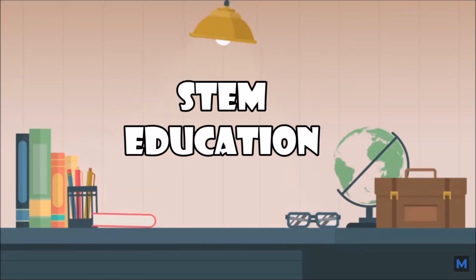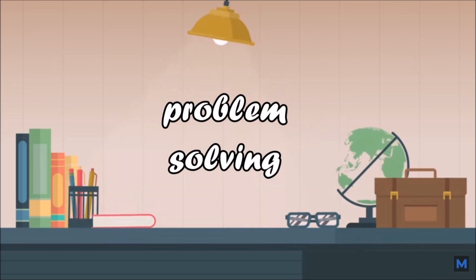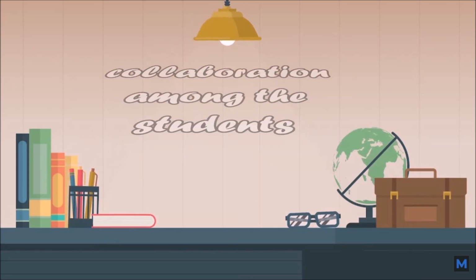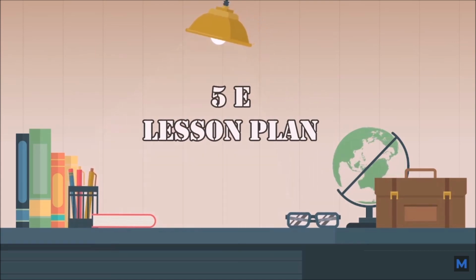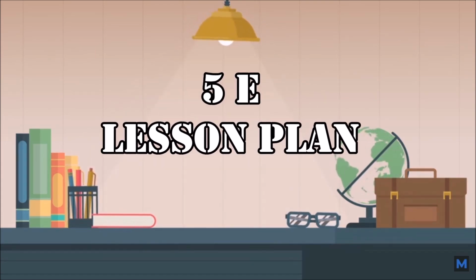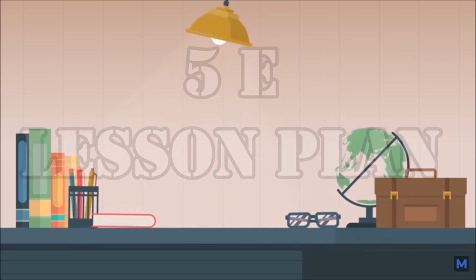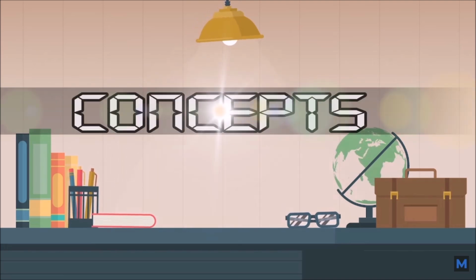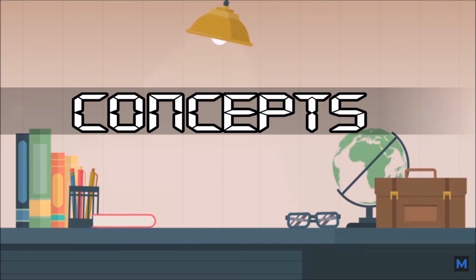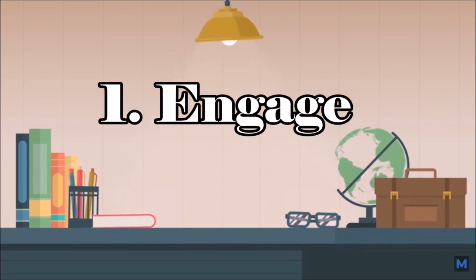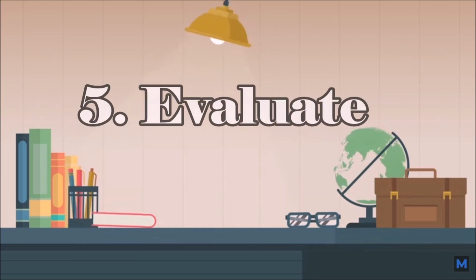STEM education being an integrated approach that fosters critical thinking, problem solving, creativity, and collaboration among students, I've come up with a 5E lesson plan. This 5E lesson plan is a teaching method that uses a 5-step model that helps students to mainly learn concepts. Now, the 5 steps that I'm going to use throughout the lesson are engage, explore, explain, elaborate, and evaluate.